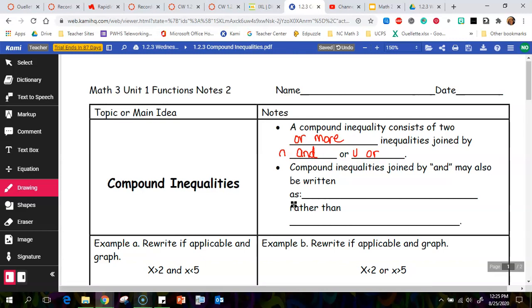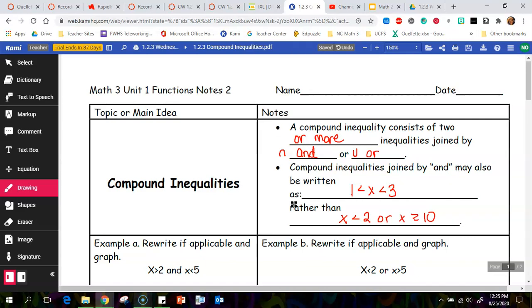Compound inequalities joined by the word and can also be written as, and I'll give you an example instead of putting variables in here, something like 1 is less than x is less than 3. So a compound inequality joined with the word and might look like this as an inequality. A compound inequality with the word or might be something like x is less than 2 or x is greater than or equal to 10, because you can't be both. You can't have both of those.